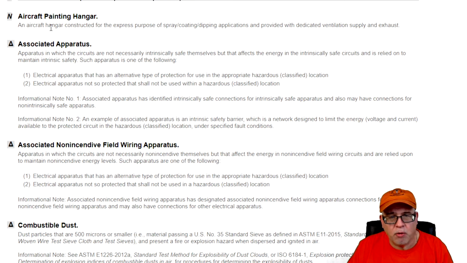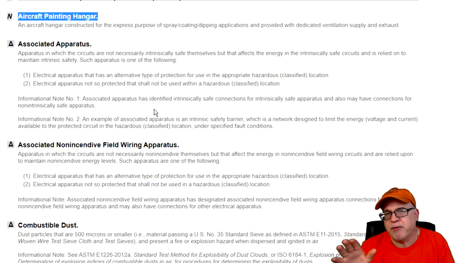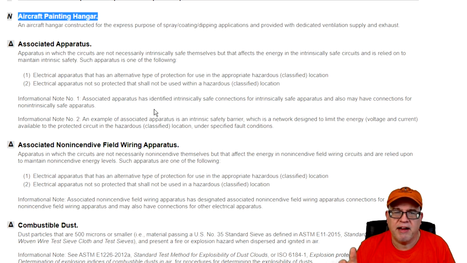Okay? So, for example, we know what an aircraft paint hangar is. Obviously, it's for painting aircraft. But we're making a reference in 500 or 501. It might make a reference to aircraft paint hangar. And we have a definition of what that actually constitutes. Okay?